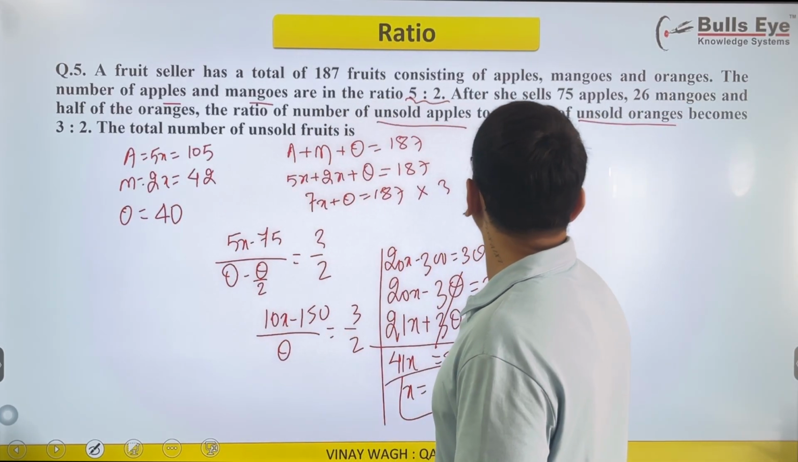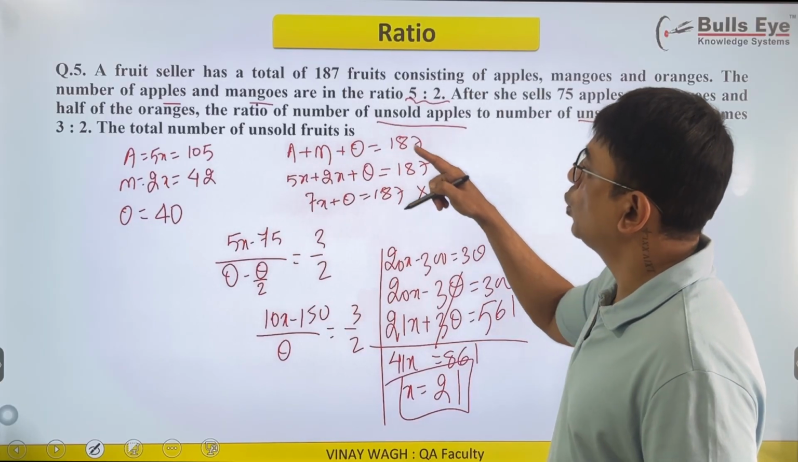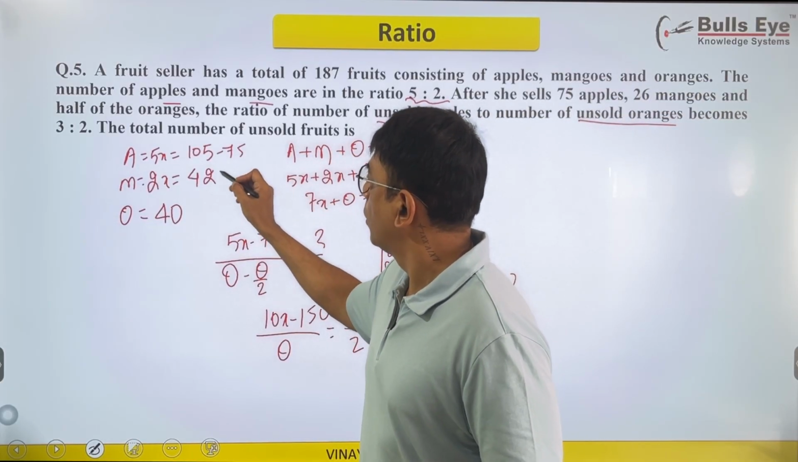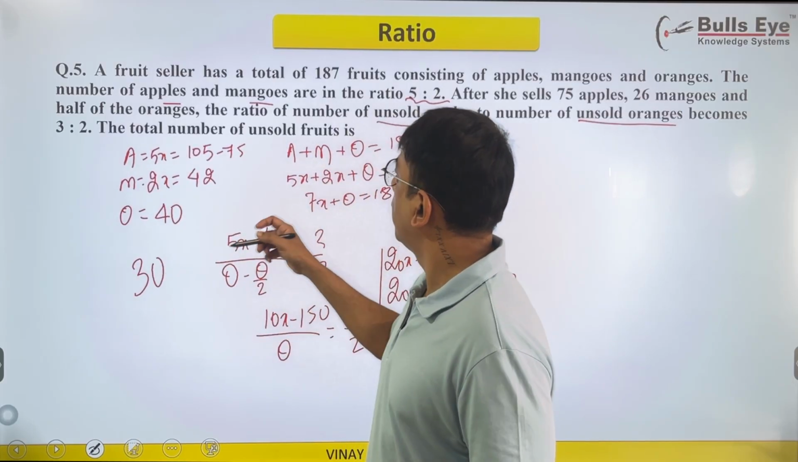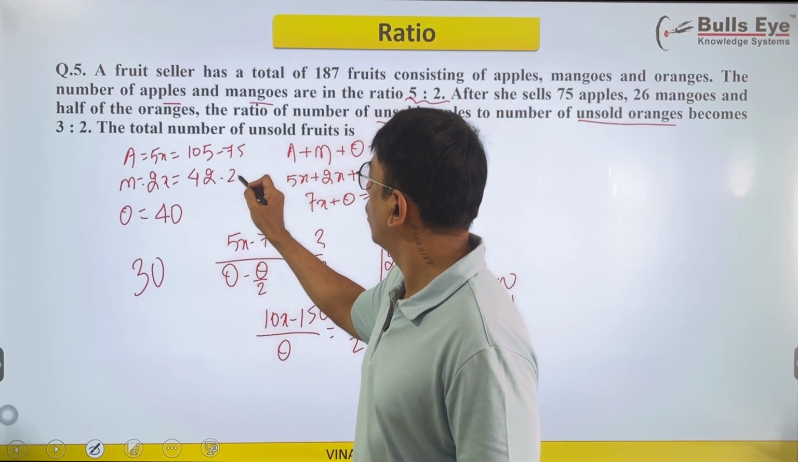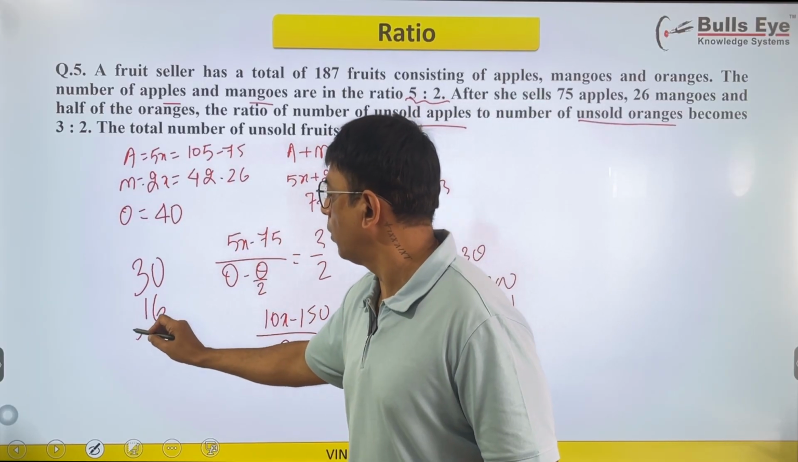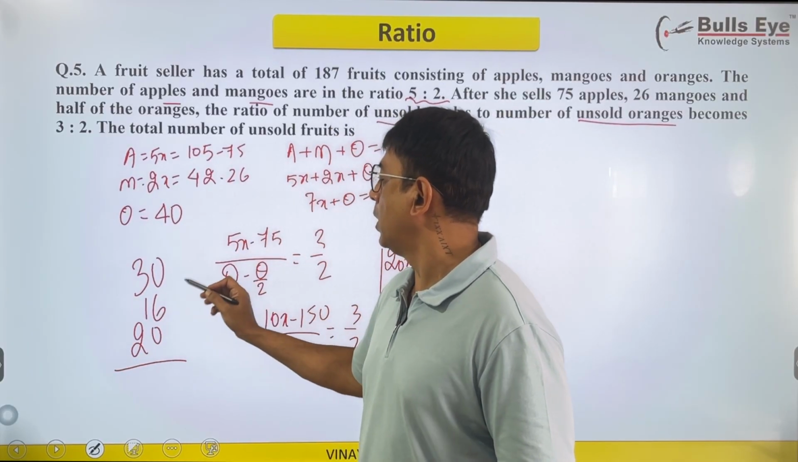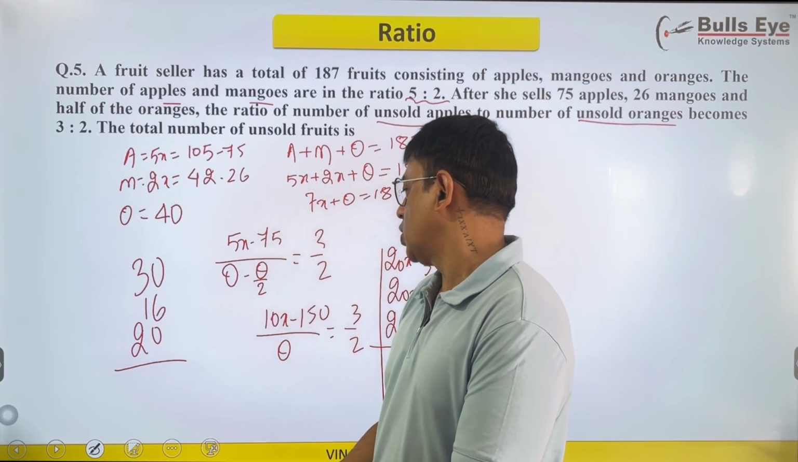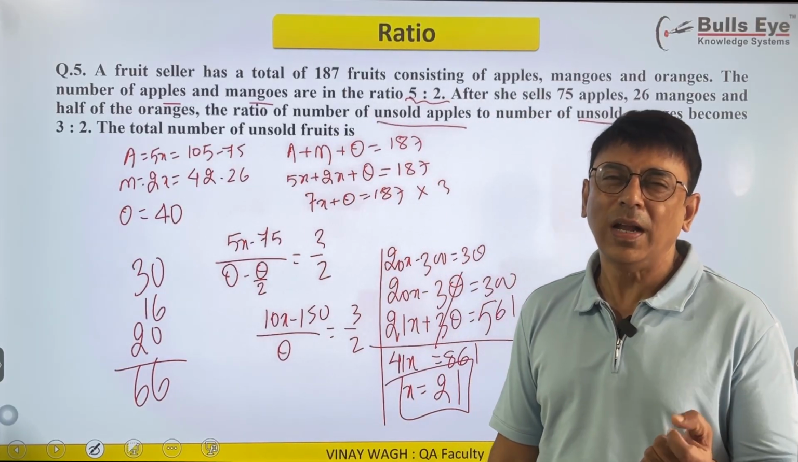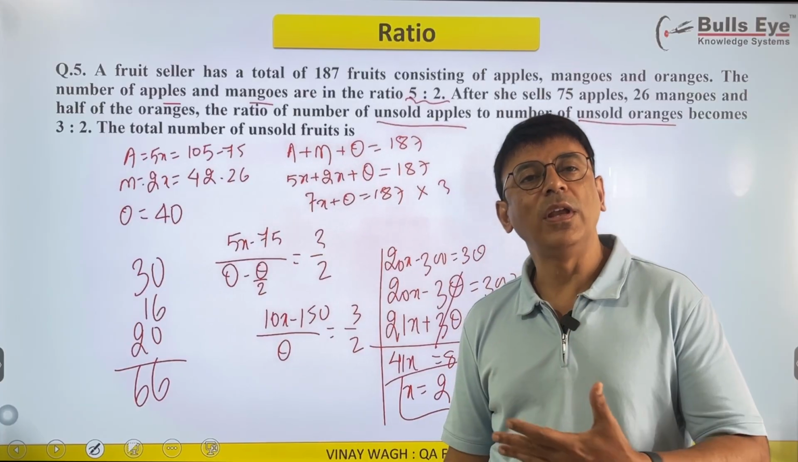So what do we want now? The question is total number of unsold fruits. 75 gone. So we're left with 30. 26 fruits gone. So we're left with 16. And half of them gone. So we're left with this 30, 50, 16 and 66. That's the answer. I know it was slightly lengthy, but you have the inertia all throughout.